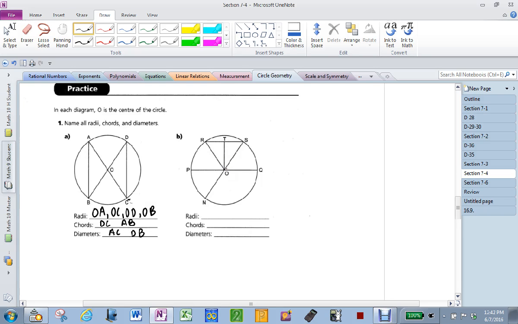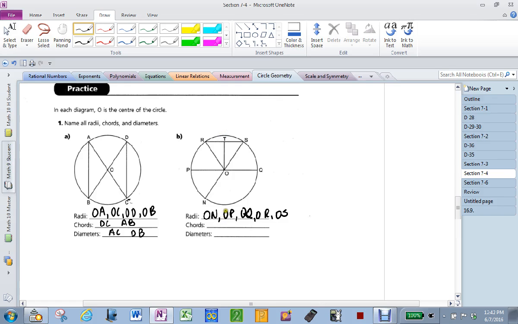Okay, so let's look at B. That's trickier. What are the radii? Go. Somebody start talking to me. Whoa, one at a time. ON, OP, OQ, OR, and OS. Is there one more? No. Why? Because T doesn't connect with the side. T is not on the edge of the circle, is it? It's close, but it's not there.